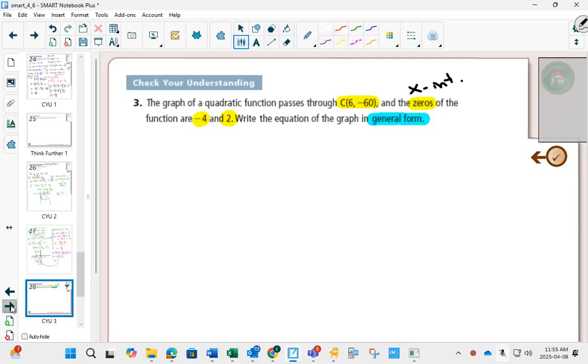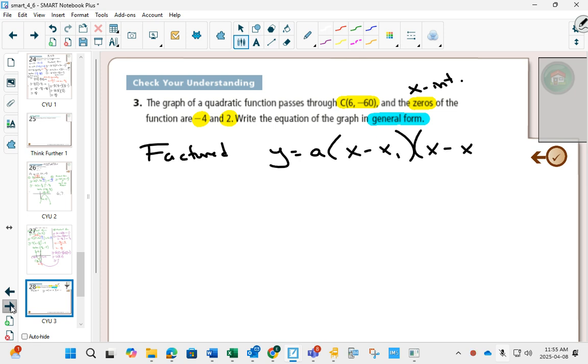We're going to start with factored form. You're going to go to your formula sheet and write out the factored form. That's the formula on your formula sheet for factored form. And what do we already know? We know the zeros.